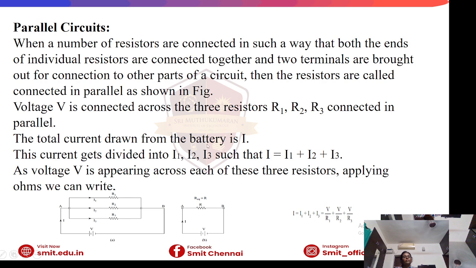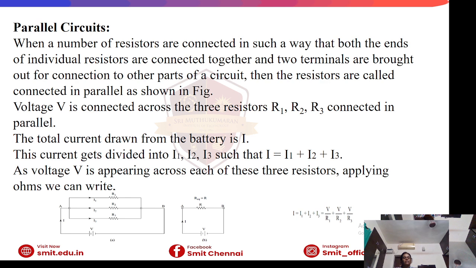Next, parallel circuit. When a number of resistors are connected in such a way that both the ends of individual resistors are connected together and two terminals are brought out for connection to another part of a circuit, then the resistors are called connected in parallel, as shown in this figure. The voltage V is connected across three resistors R1, R2, R3 connected in parallel.